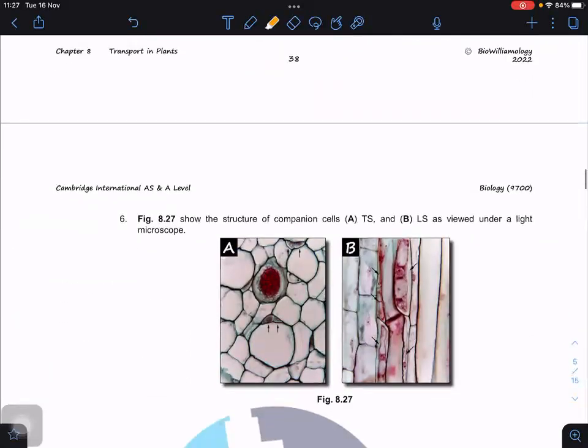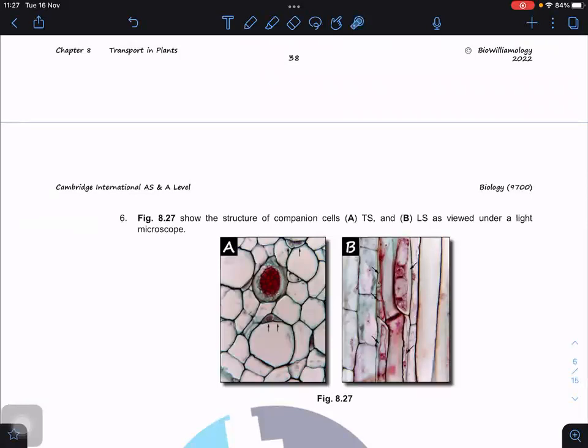So you can see that this is the sieve tube element with a very thin cell wall, and the slightly darker stain here, these are companion cells. Each sieve tube element must have one companion cell. The same goes here, you can see these sieve tube elements. You can write this down, guys.